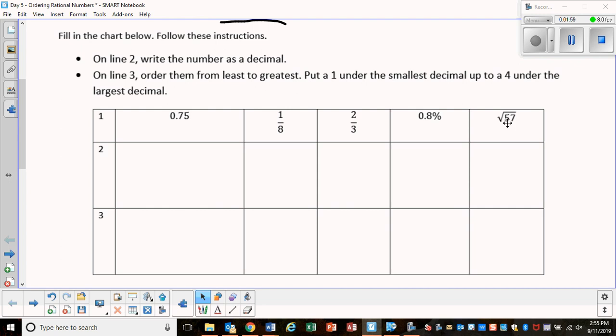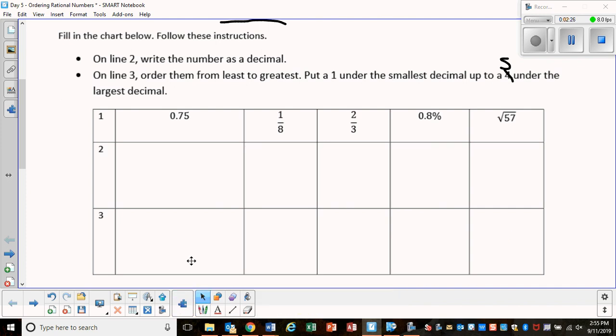So if we can all put them in the same form, and usually it's going to be decimal because that's the easiest, we can then compare them because they're actually the same kind of number. So we're going to write them in decimal form. Then on line 3, we're going to write the order from least to greatest. We're going to put a 1 under the smallest, and a 5 under our biggest, and then order them just right underneath it.